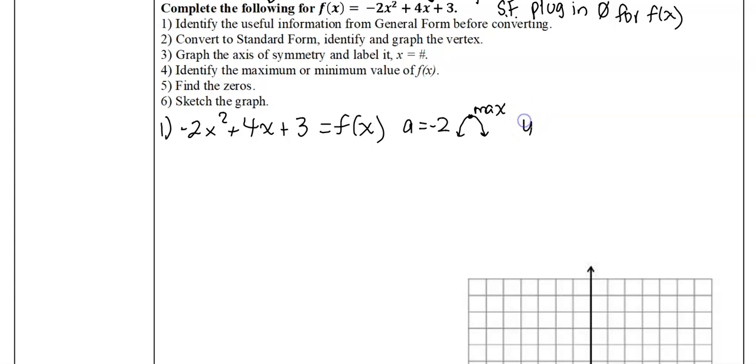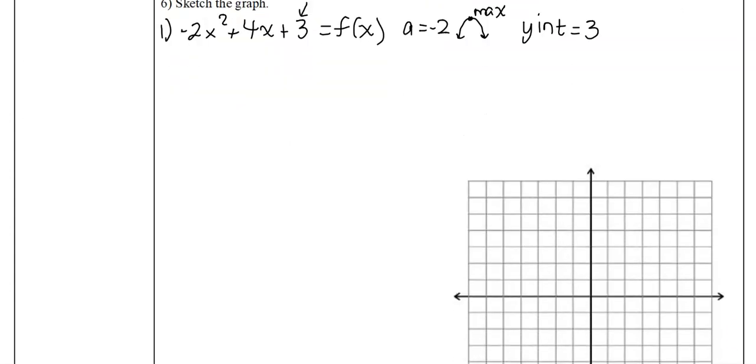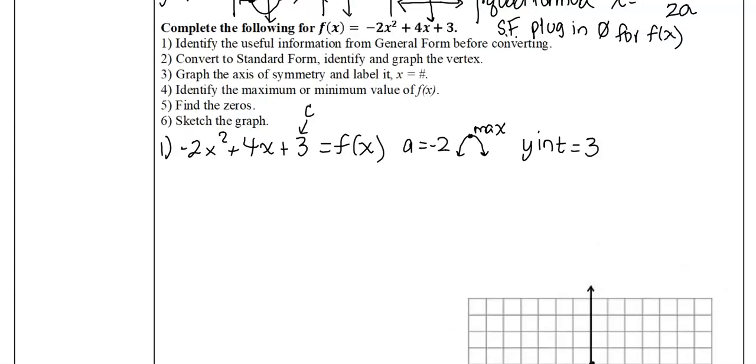And that our y-intercept is 3 because our c is 3, which is our y-intercept. Okay, so that means that I could go ahead and go to my graph, and I could graph the y-intercept of 3, and I already have a critical point on my graph. Okay, moving on, because we're just being efficient, let's convert this to standard form to identify and graph the vertex.